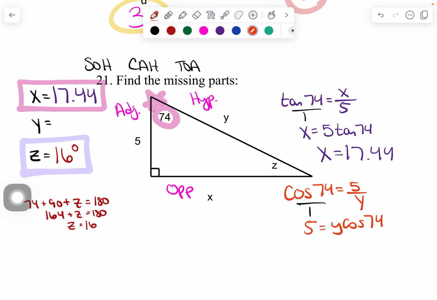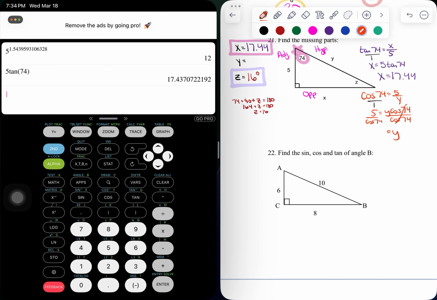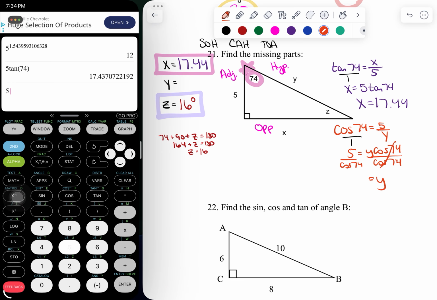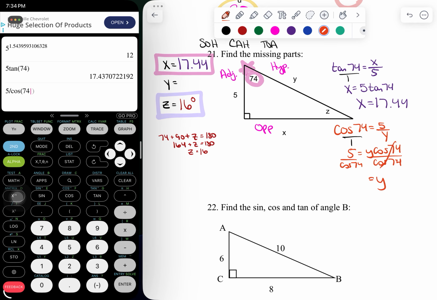The difference from the last problem is that when we did our cross multiplication, X was already by itself. In this case, Y is not yet completely by itself. So we're going to divide both sides by the cosine of 74, because that will get Y by itself. Into a calculator, we're going to do 5 divided by the cosine of 74. And I'm still in degree mode, right? If I double check, degree is still highlighted, so I don't have to worry about that. So 18.14, rounded off appropriately.